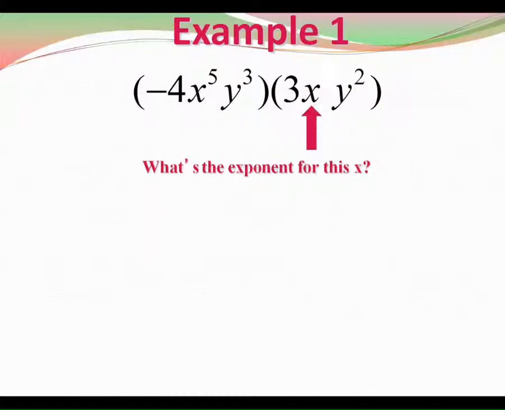Okay. So what's the exponent for that x there? It's just to the first, right? Just a 1. We don't write it there. First, we're going to multiply the coefficients. What's a coefficient again? The number in front of the variable, right? So in that case, we're going to multiply these two numbers because this is just one big multiplication problem. Okay. So we're going to multiply those to get negative 12.